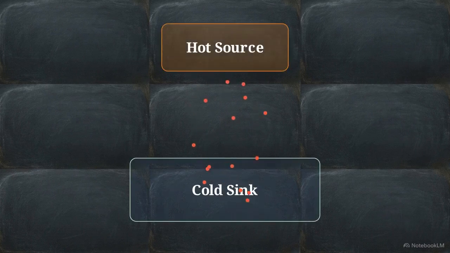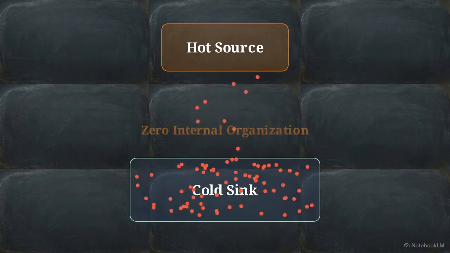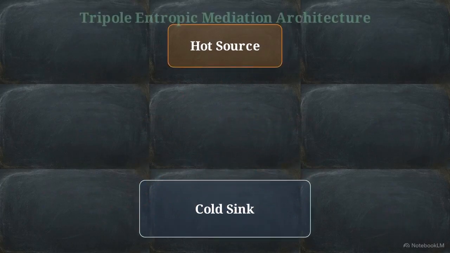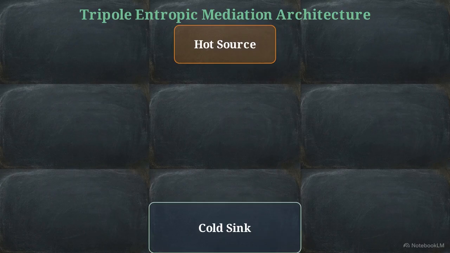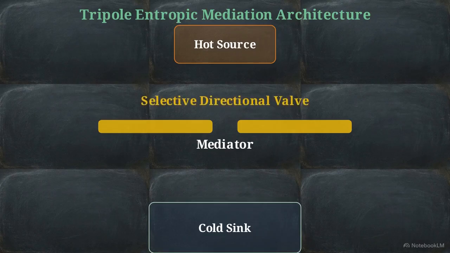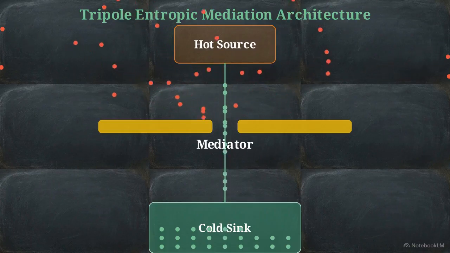This diagram shows a standard thermodynamic dipole. When a hot energy source is connected directly to a cold sink, the energy flows downward and scatters evenly. It thermalizes, producing zero internal organization. To generate structure, observer resonance theory relies on the Tripole Entropic Mediation Architecture. This inserts a third, symmetry-breaking element directly between the source and the sink. This mediator acts as a highly selective directional valve. It accepts and synchronizes specific frequencies of entropy while actively rejecting and scattering non-resonant thermal noise.